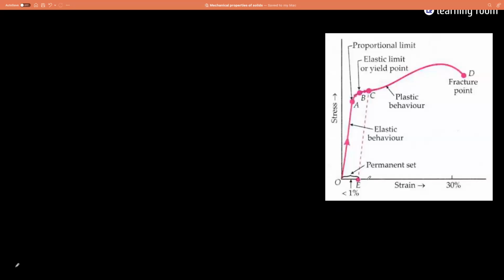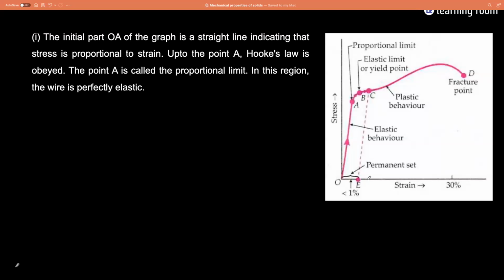First, I have the graph again. Okay. So in this graph, the first point to be noted is stress is taken on the y-axis and strain is taken on the x-axis. Okay. And what is the name of this curve? It's called stress-strain curve. So first thing, the initial part OA of the graph, right? So what is the initial part OA of the graph representing?